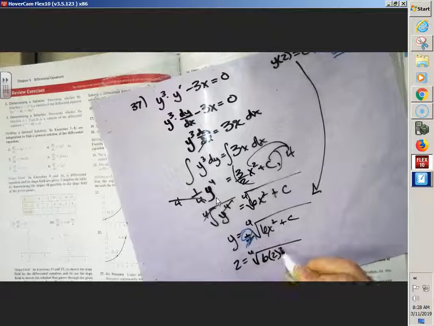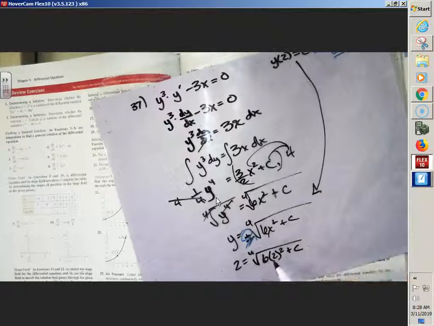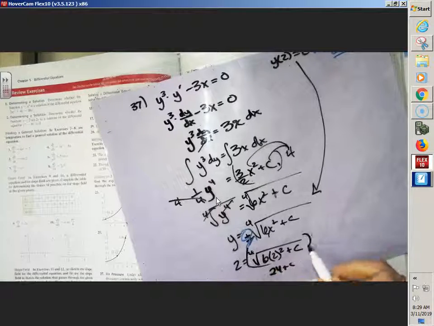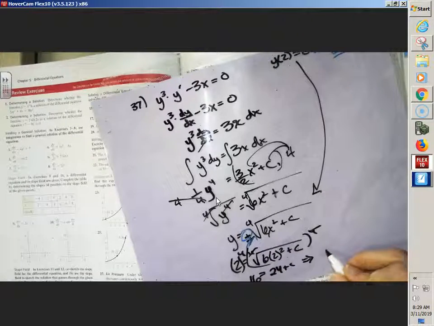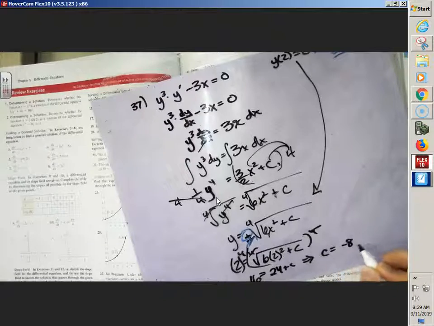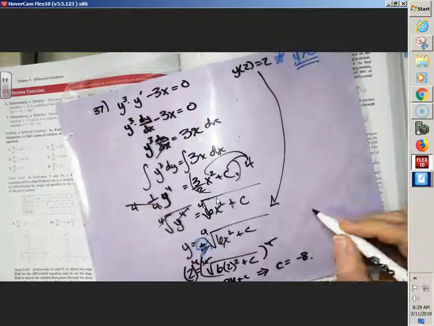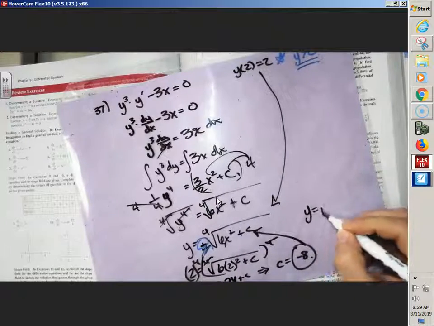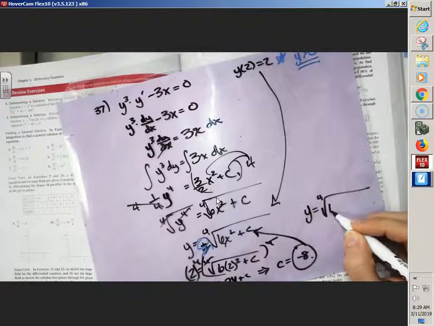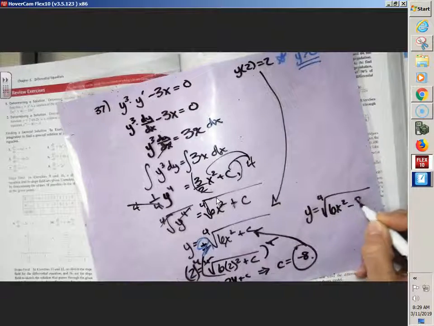x is 2. I'm going to solve. That's going to be 24 plus c. I'm going to do the 4th power of both sides. 2 to the 4th is 16. 16 minus 24 is equal to negative 8. Double check my math. And plugging c into my equation, I get y is equal to the positive 4th root of 6x squared. How's it look, guys?